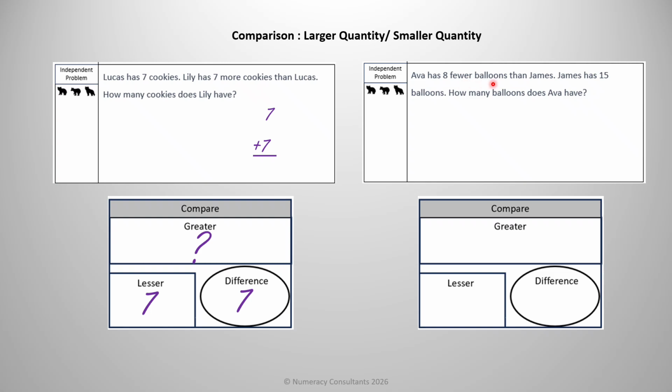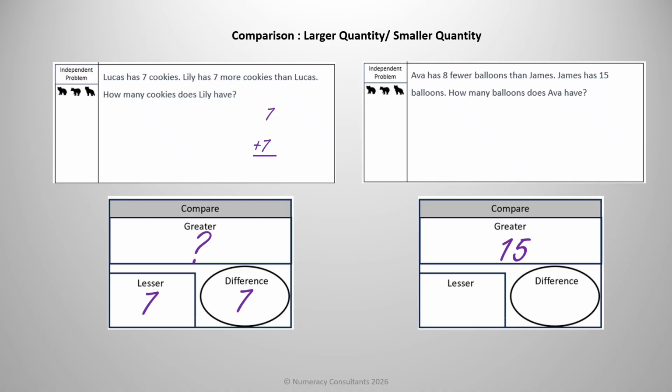Ava has 8 fewer balloons than James. And it's important. She doesn't have 8 balloons. She has 8 fewer than James. And James has 15 balloons. How many balloons does Ava have? So we have to go through and figure out, all right, do we know the greater or the lesser? Well, we know. It tells us right here, Ava doesn't have as many as James. We know James has 15, okay?